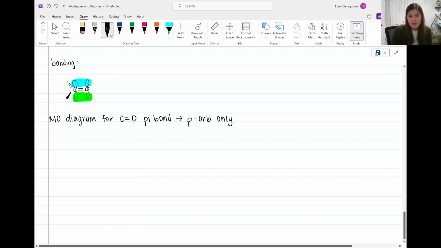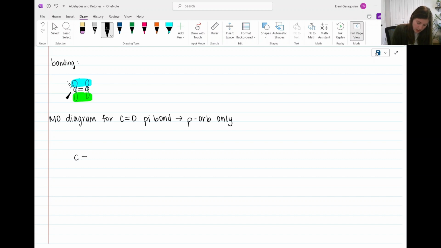So really what I'll do here is copy down that atomic orbital representation. We show all of the bonds, and then we show that carbon has an unhybridized p orbital and oxygen has an unhybridized p orbital. So we have two p orbitals. That means that we will have two molecular orbitals. One will be higher energy, one will be lower energy.